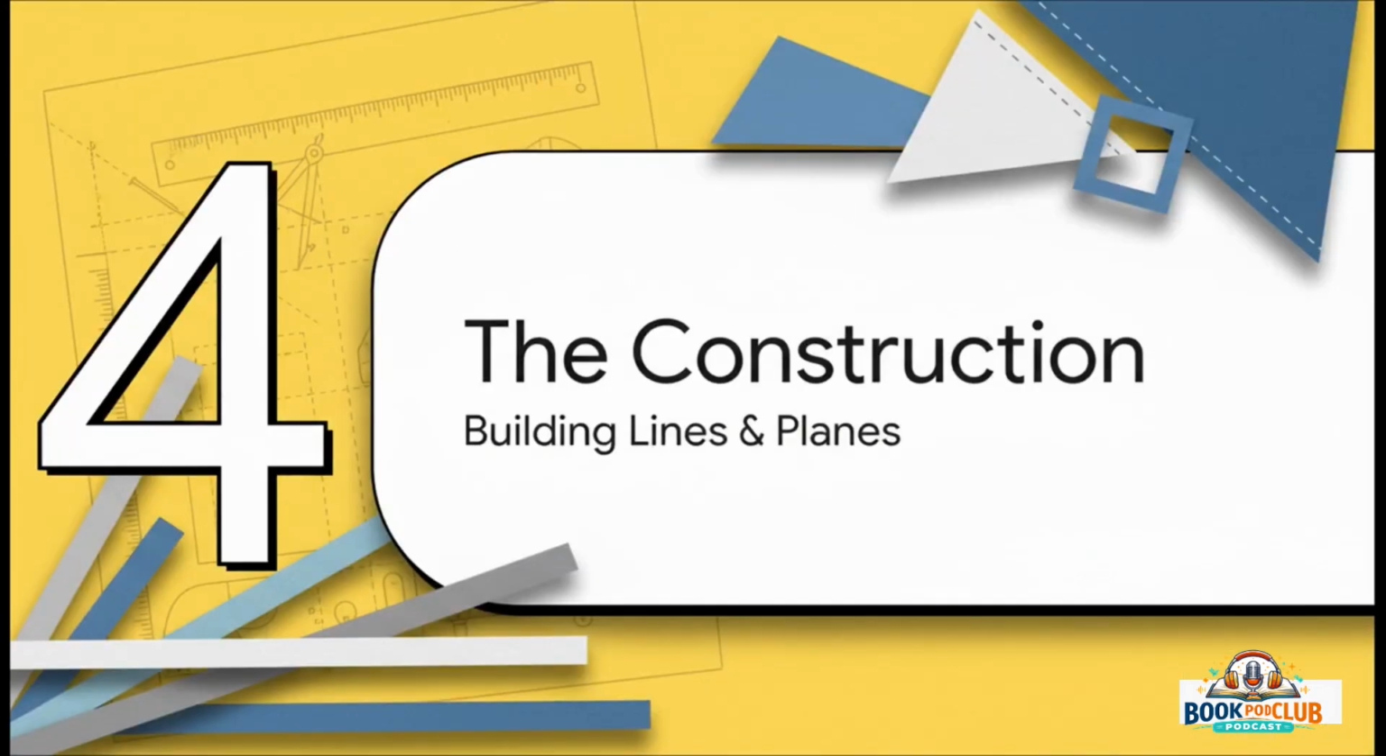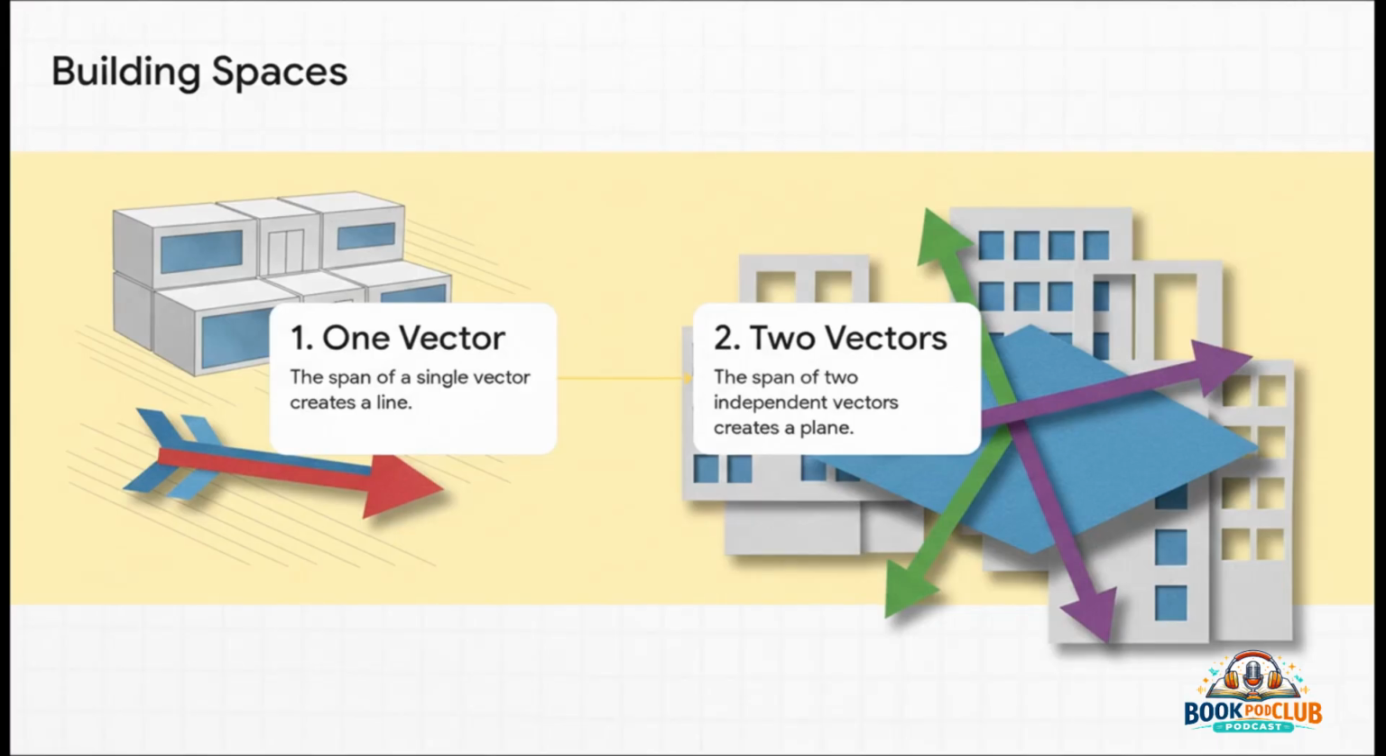All right, time for the construction phase. We have our efficient blueprint, our basis. So let's see how this actually builds our geometric world, from simple lines all the way up to entire planes. The logic here is just beautifully simple. Let's start with one vector, just one building block. What's its span? Well, if you can go forwards and backwards along that single direction, you create a line. Easy enough. Now, what if you take 2 independent vectors? As we saw before, their combined span creates a flat surface, a plane.